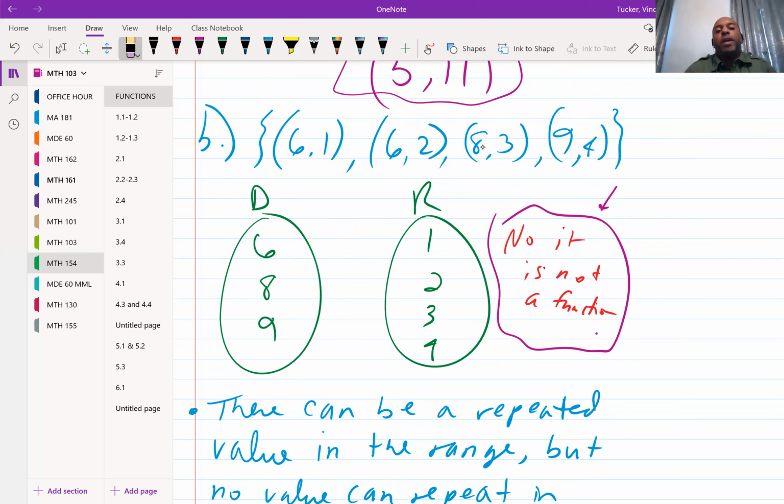All right, so this one, we have (6, 1), (6, 2), (8, 3), (9, 4). Same question, is it a function? So once again, we're looking at our values in our domain and asking, is it going to just one element in the range? So we look at 6 going to 1, and 6 going to 2. So off the bat, we see that our answer is no, because we have this one value in our domain that's going to 2 values in the range. So that means it's not a function.